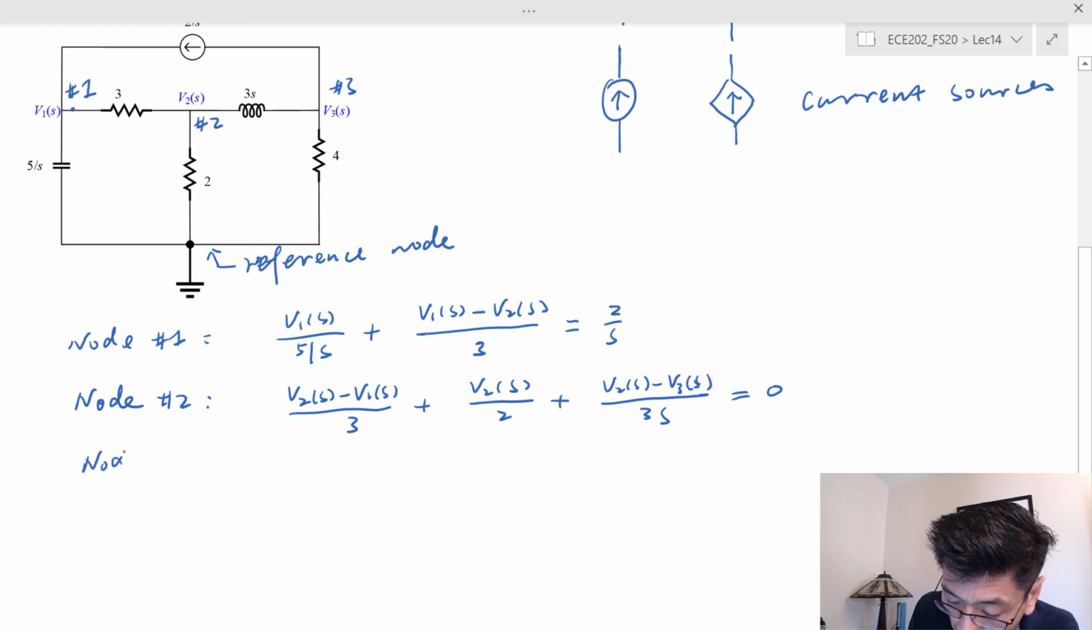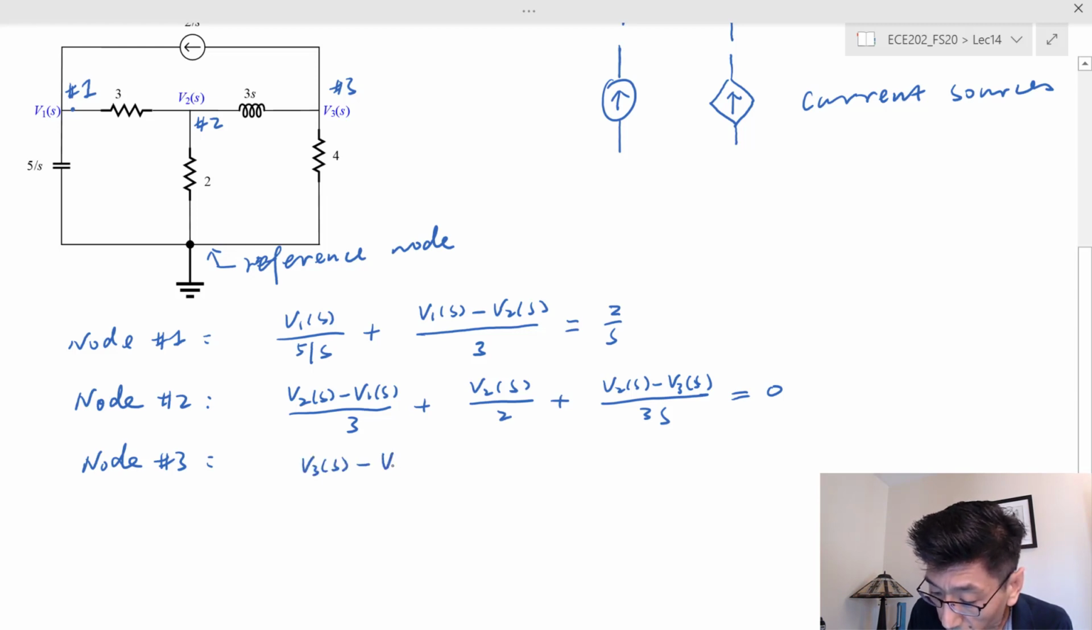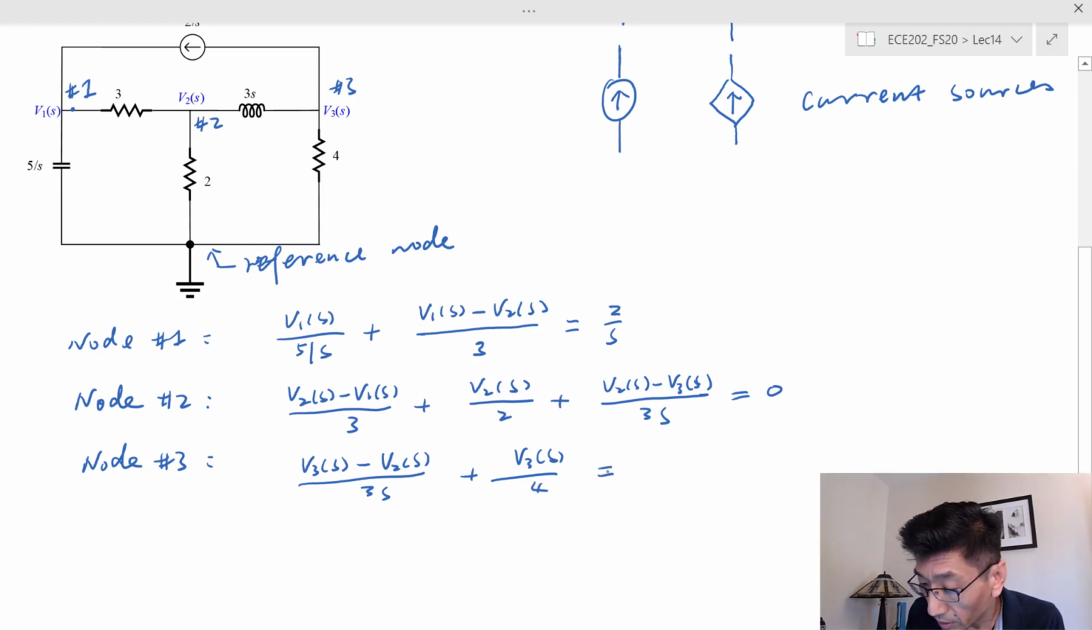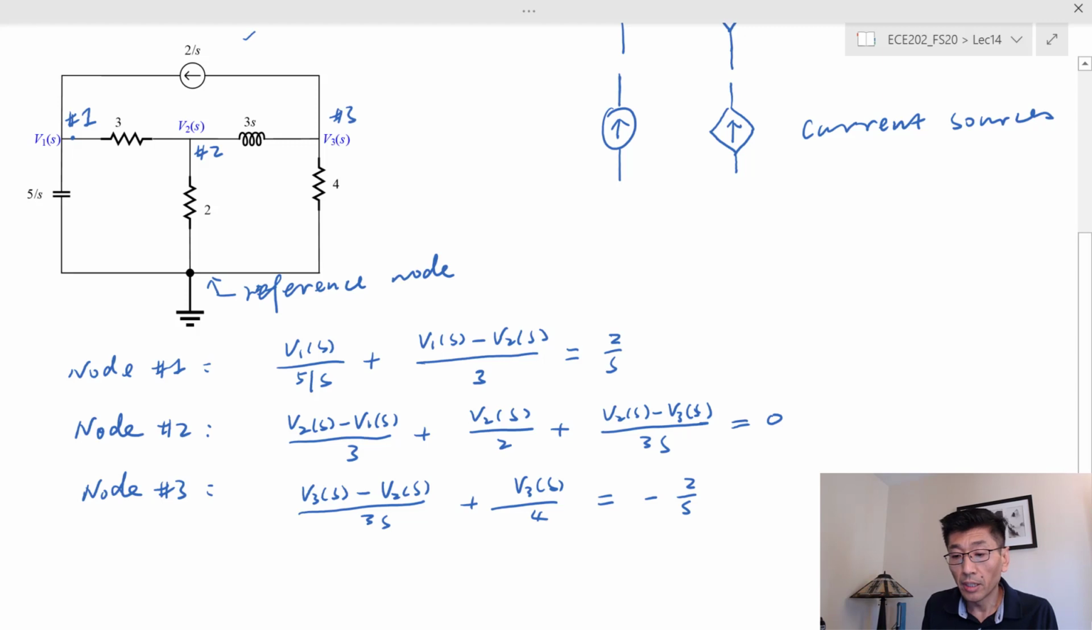And node number 3, that's going to be the current leaving through this 3S, that's (V3S minus V2) divided by 3S, plus V3S over 4. That's equal to the current entering that node. Entering that node should be negative 2 over S, because 2 over S is the current leaving from node number 3, right? So negative that current would be the entering current from that source.